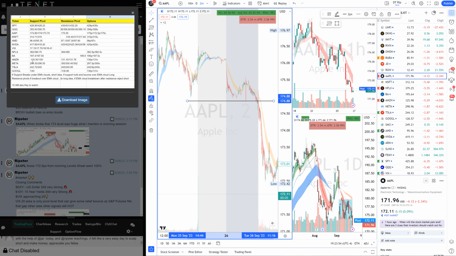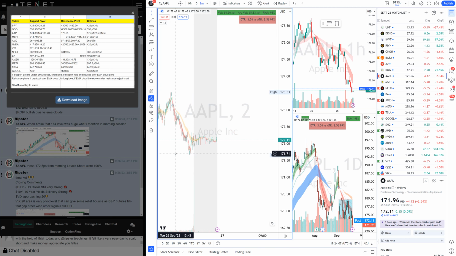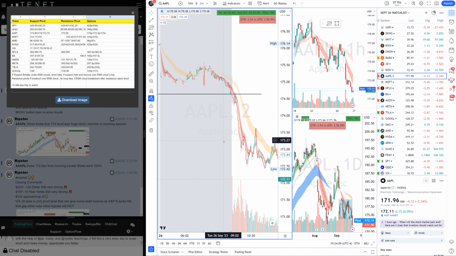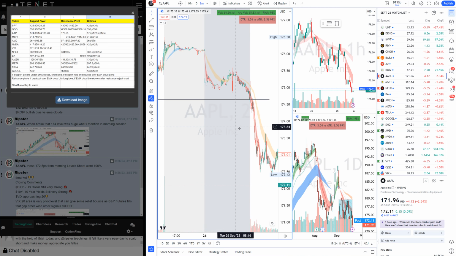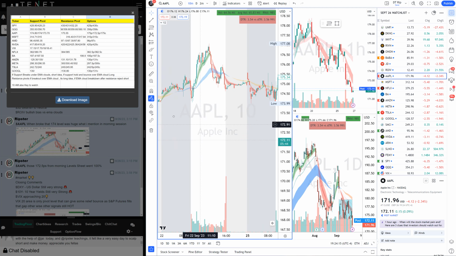So what was my Apple level? My Apple levels were 174, 173.70. These were my levels on Apple. Why were these my levels? Let me show you one second here. These levels came from yesterday.